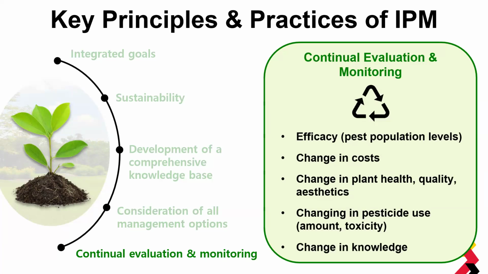And last but not least, continual evaluation and monitoring. Things like the efficacy of our program, how well we are lowering pest populations, changes in costs, changes in plant health quality and aesthetics, if that is important to us, changes in pesticide use, the amount we are using, the toxicity, and changes in knowledge. So these are just some factors that could potentially impact what we're going to do moving forward with our IPM plans.